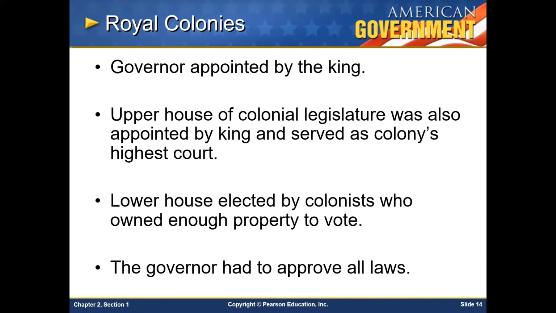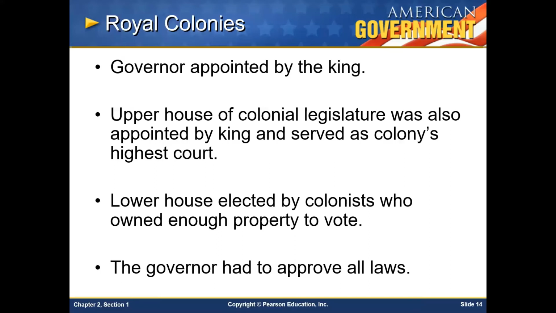So we've got a legislature, so legislative power, legislative branch. We also have the judicial branch or judicial power within it. The governor would be the executive. The lower house, so the less important of the houses, but the second house in the bicameral legislature, was elected by the colonists who owned enough property to vote.